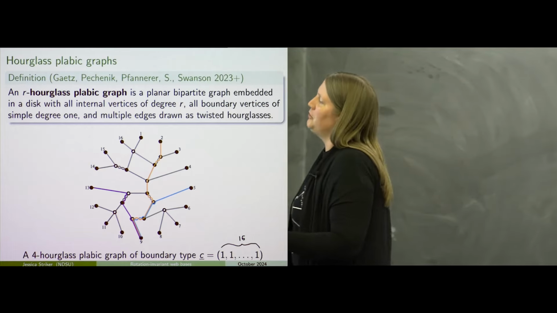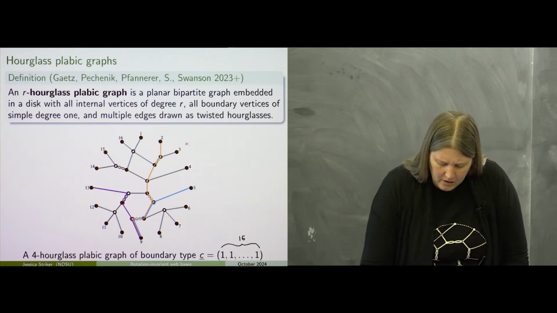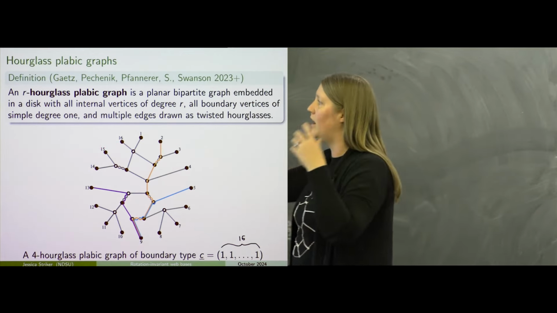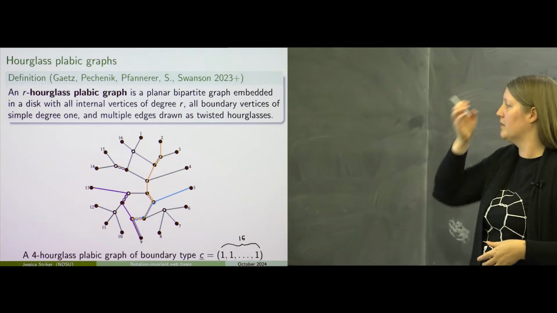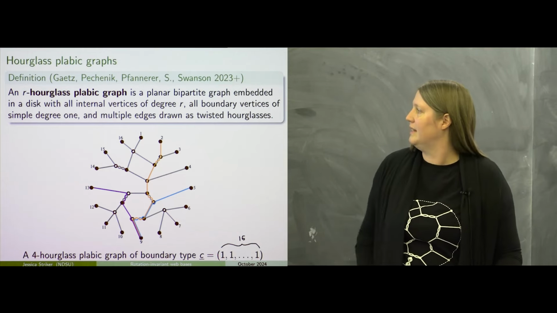But yeah, whenever we have a multiple edge, we're going to draw it as this kind of twisted hourglass. And it also will matter what it looks like around the boundary. Here we have 16 boundary elements. They're all black dots. So we're going to say this is boundary type 1, 1, 1, 1, 1, with 16 ones.